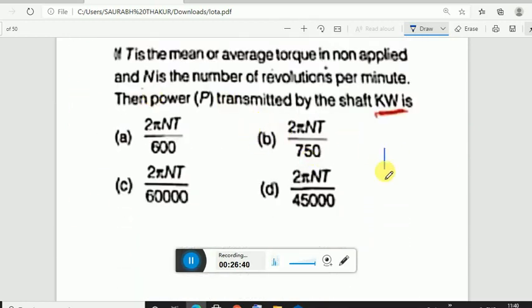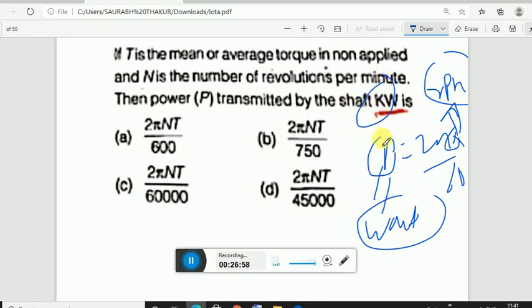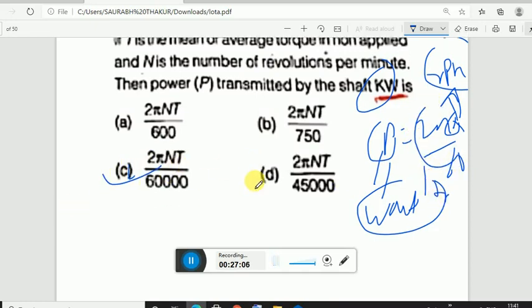P equals 2 pi NT by 60. N would be in RPM, and P would be in watt. But in the question it has been asked in kilowatt. Means if you want to change it to kilowatt, you have to divide it by 1000. Okay. You will get your option C.